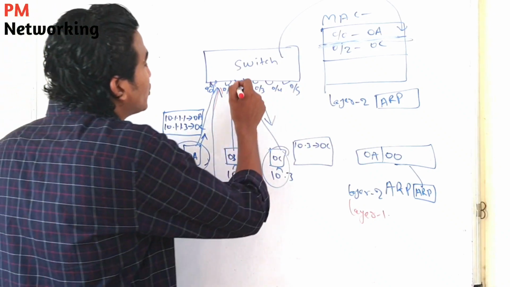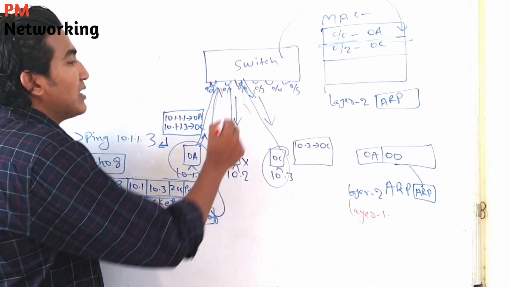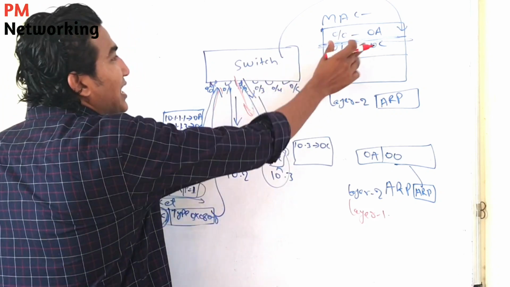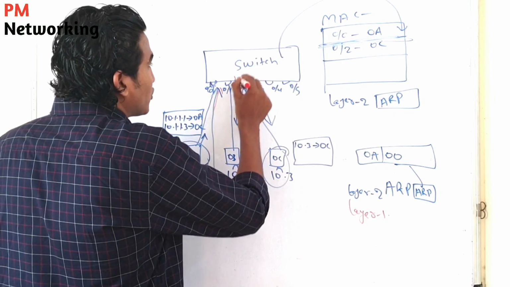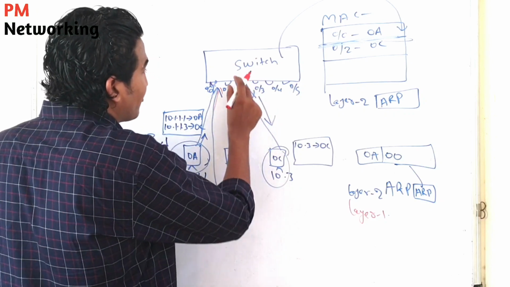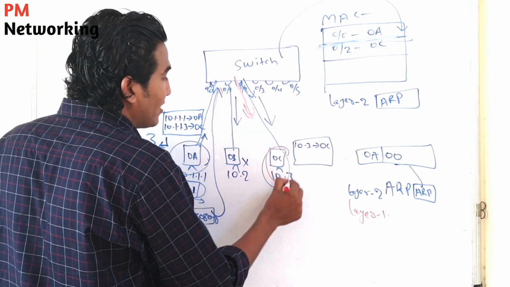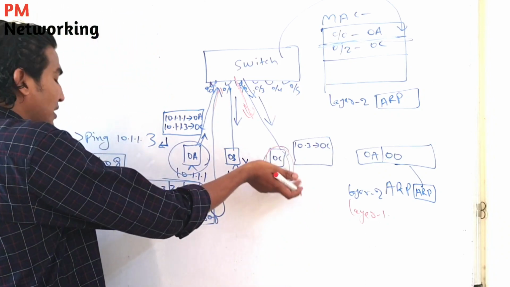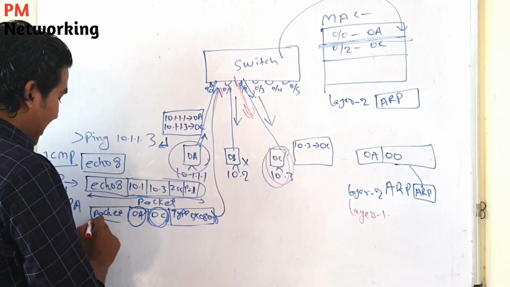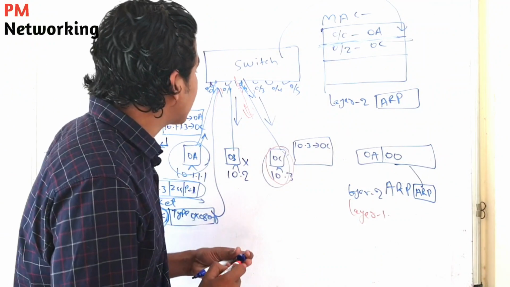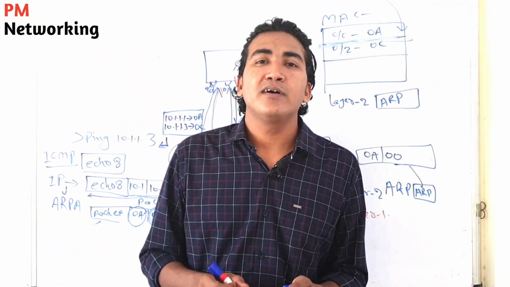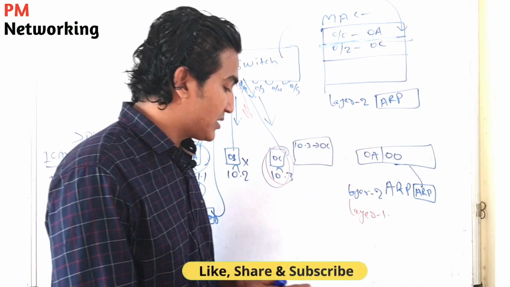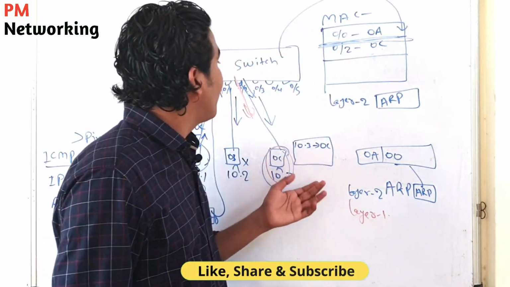Now guys, you can see the switch is doing unicast, right? The switch is doing unicast because there is an entry in its MAC address table. So the switch will send this frame out from this interface and the PC will receive it, and then the PC will reply to the ICMP request and the communication will be done. So this is how communication is done over a switch.